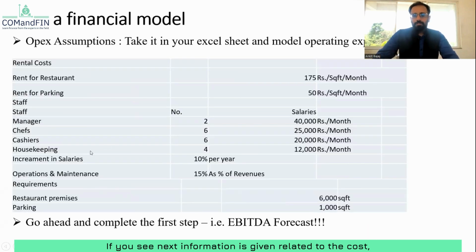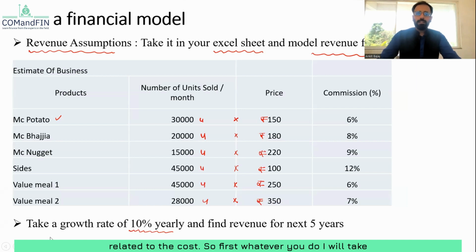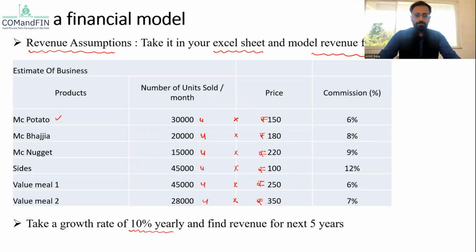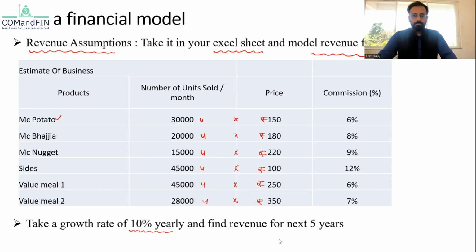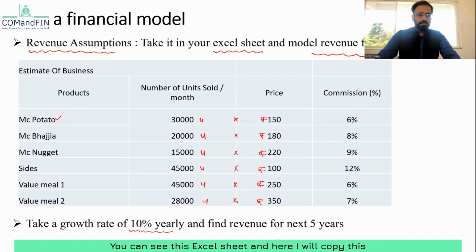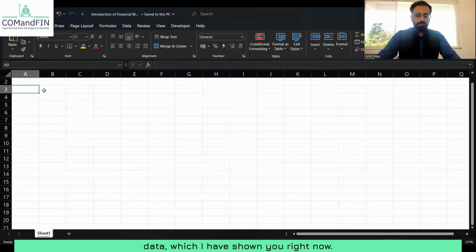If you see, the next information is given related to the cost, right? So first, I will take the data related to income, and then we will proceed. So let me copy the data related to income here. I will copy this data into Excel. You can see this Excel sheet, and here I will copy this data which I have shown you right now. So this is the data related to income.